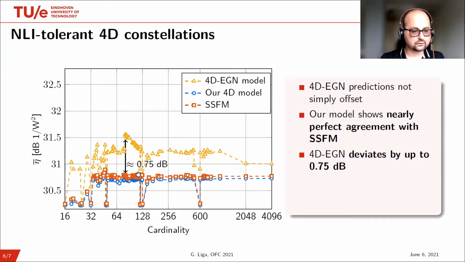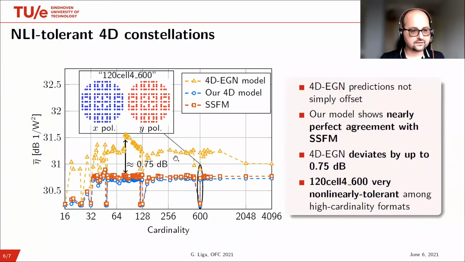Another thing to note is that the maximum deviation of the EGN model for this average NLI coefficient is 0.75 dB. And another interesting observation that we found is that the 4D constellation called 120 Self-4 600 shows a pretty good nonlinear behavior, meaning it's a highly nonlinearly tolerant constellation, at least among all high cardinality 4-dimensional constellations considered.